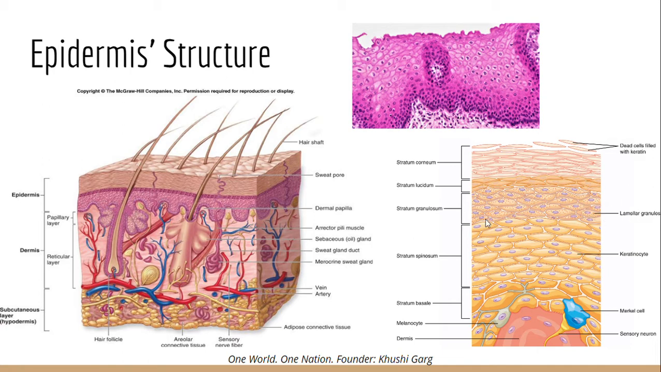Lamellar granules are made from the keratin that is found in the skin, and it creates a substance that creates a barrier against water. After the stratum granulosum is the stratum spinosum.